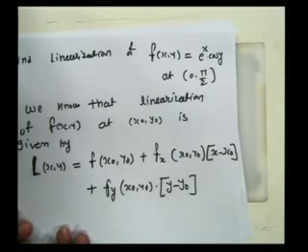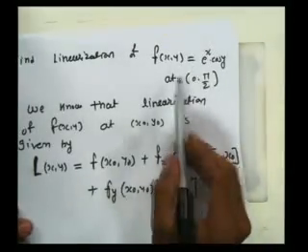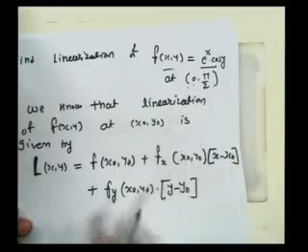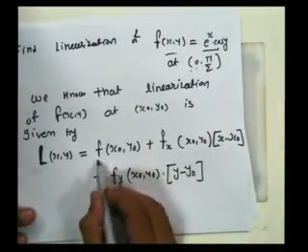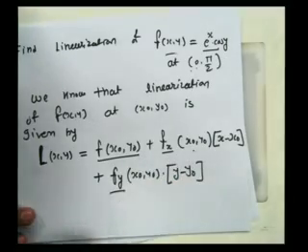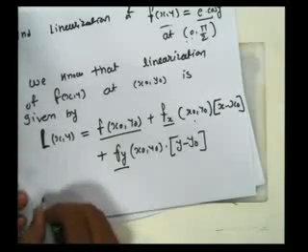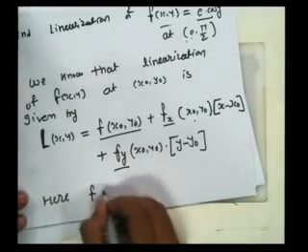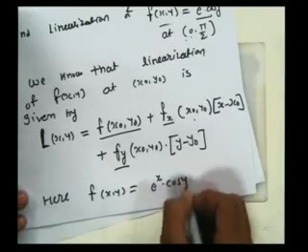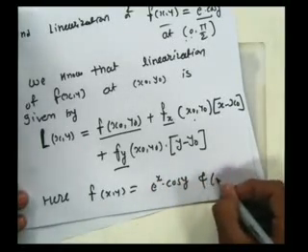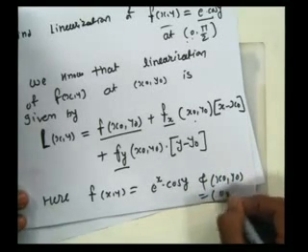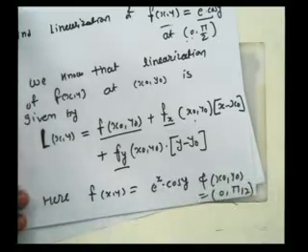So in order to find the linearization of f of x comma y equal to e raised to x into cos y at 0 comma pi by 2, we have to find all these things: f of x0 comma y0, fx at x0 y0, fy at x0 y0. Here f of x comma y is e raised to x into cos y, and the point x0 comma y0 is equal to 0 comma pi by 2.